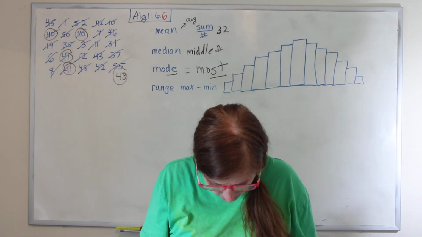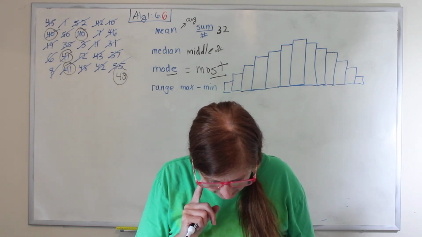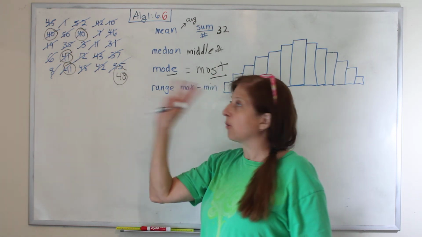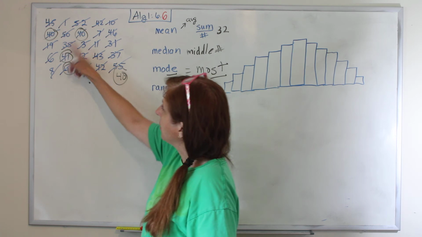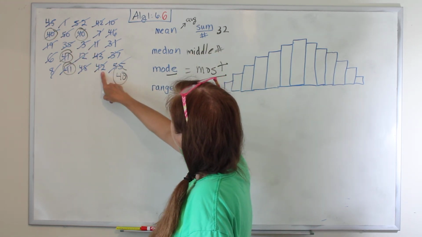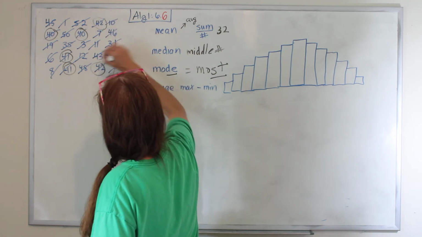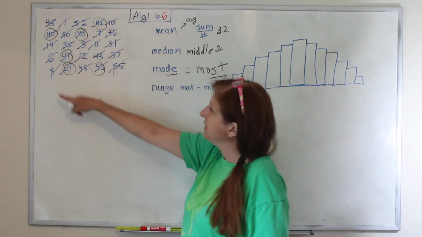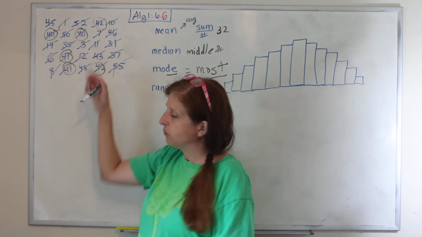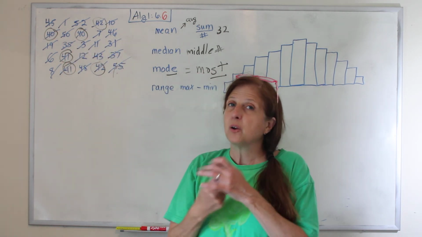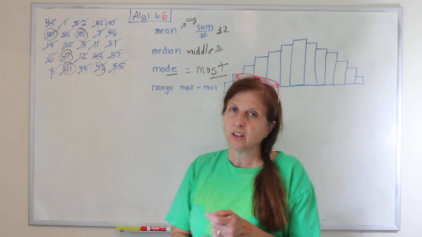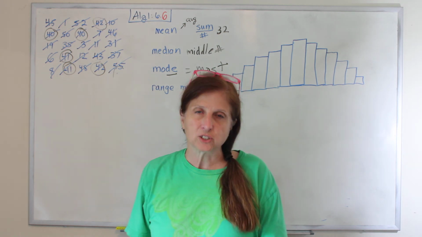They did it in the book, and they said that there were 3 things that had the same number. There was 40, 41, and 42. There it is, 42 and 42. So the book said that this data had 3 modes, 40, 41, and 42. I've seen other books, if there's not one that's most, they say there is no mode. So, you know, math people, we disagree on things sometimes.